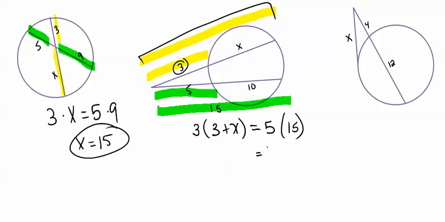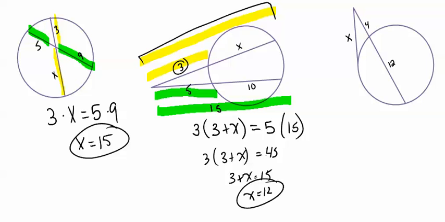You'll solve, so you'll get 45, 3 times 3 plus x, divide by 3, 3 plus x equals 15, x equals 12. Actually, let's back up slightly. This should be 75. Divided by 3 is 25, therefore this should be 22.